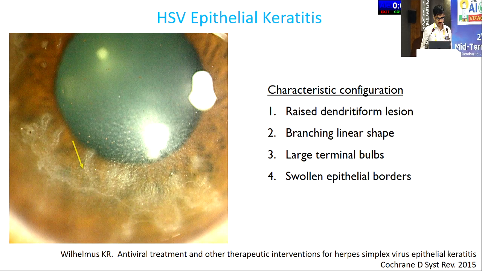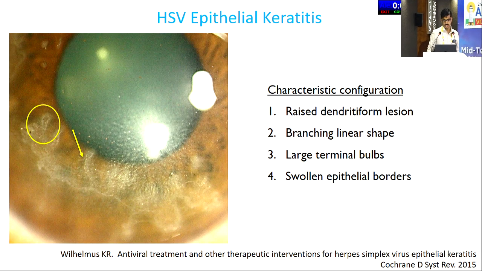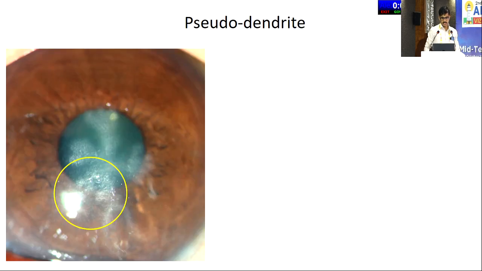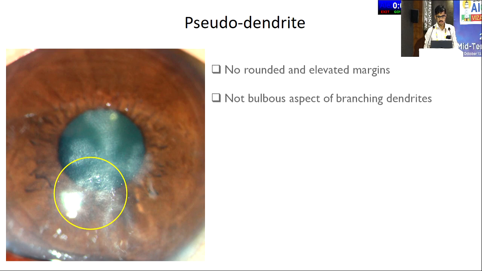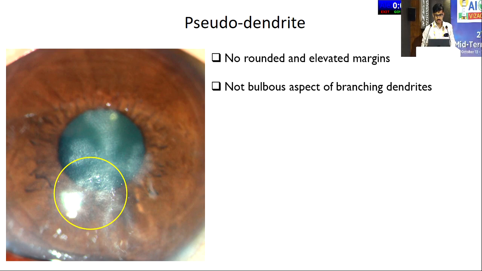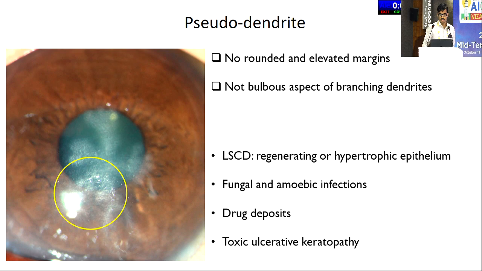linear shape, and large terminal bulbs with swollen epithelial borders. They take stain, whereas you have to differentiate this from pseudodendrite. The earlier speaker, Dr. Hasika, said pseudodendrites are seen in acanthamoeba keratitis, etc. Here the margins are not rounded and not elevated, and the bulbous aspect of the branching dendrites will not be seen. They are seen in regenerating epithelium, fungal or amoebic infections, and during drug toxicity also.